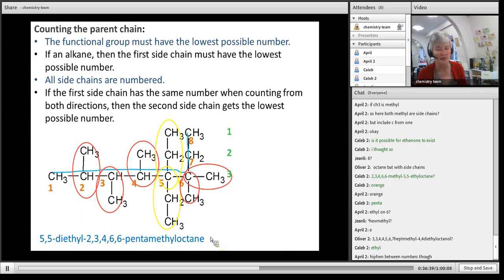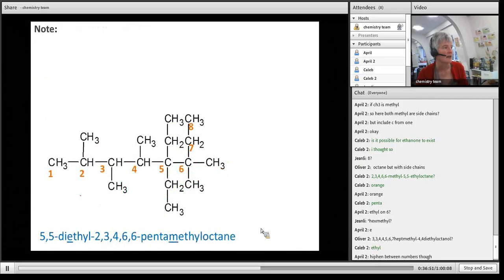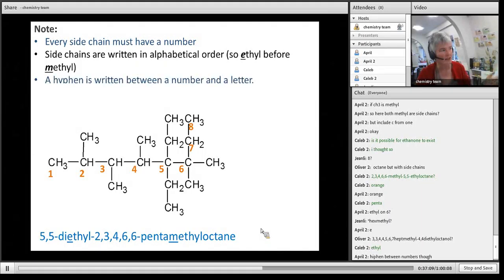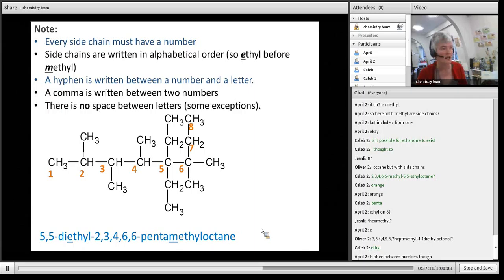Okay, so you're never going to get something that's complicated, but I hope this proves the rule of how we write things and how we number. As I say, every side chain must have a number. You do alphabetical order, so if you had a chloro side chain, it would come before the ethyl, because C for chloro is before E for ethyl. And as I said, hyphen, comma, and no space.